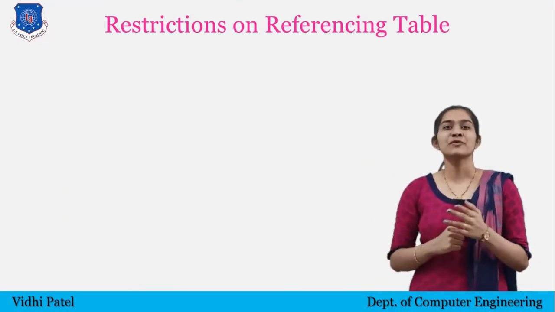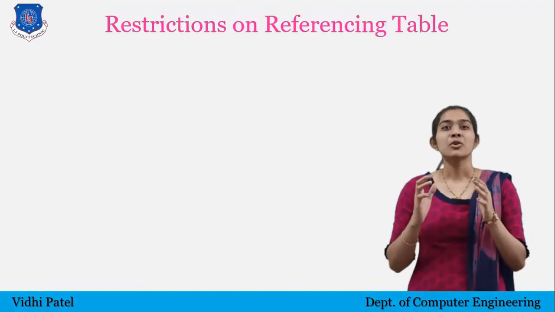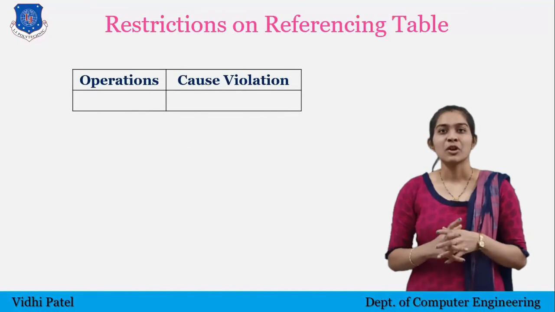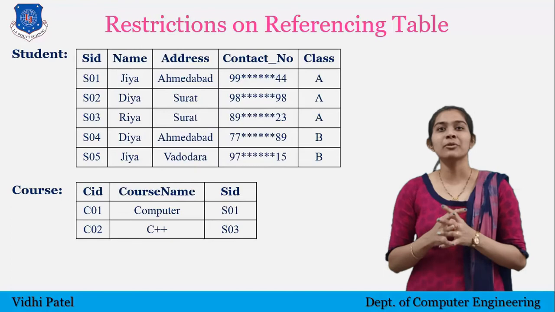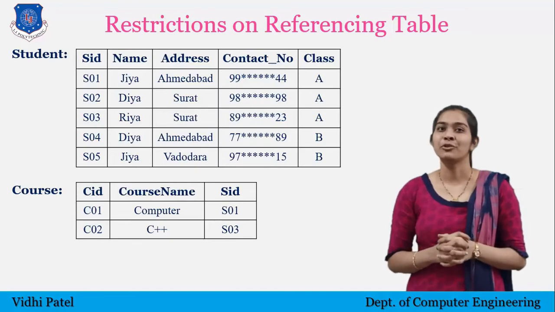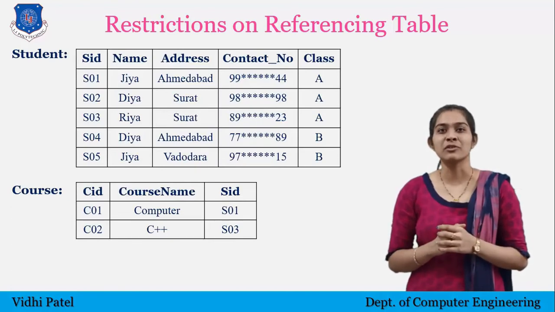Let's see the operations for the referencing table. Course is the referencing table. The first operation is the insertion operation. Can I insert any record into the course table? No. It may cause a violation of constraint.